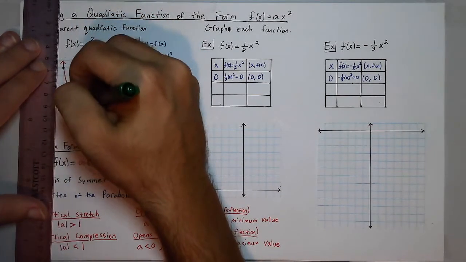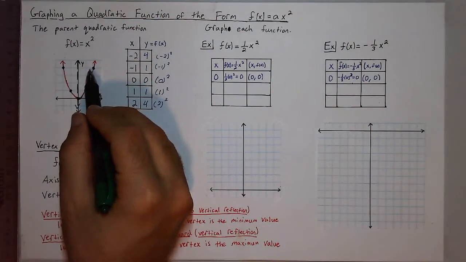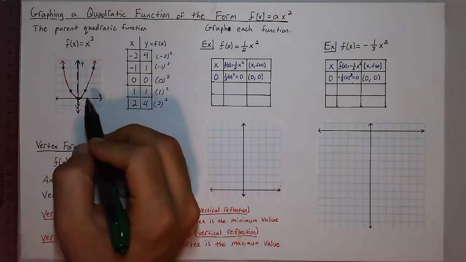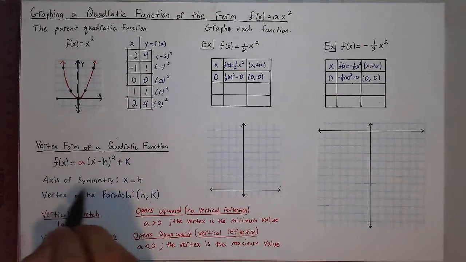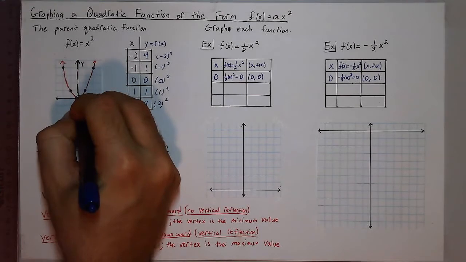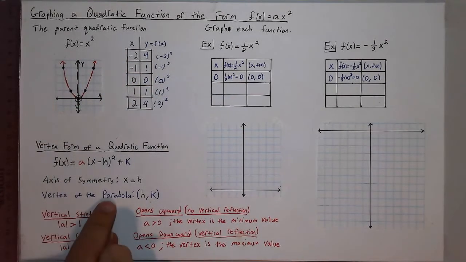So every point on one side of this axis can be reflected to a point on the other side. Very important for graphing these functions. It makes it go by a lot faster. This is known as an axis of symmetry. And this very low point for a parabola is known as the vertex of the parabola.